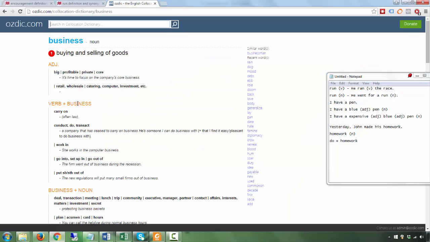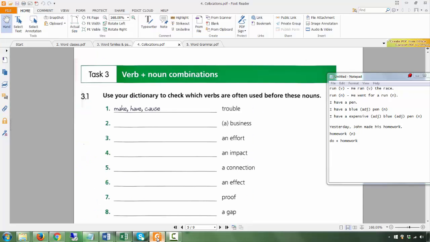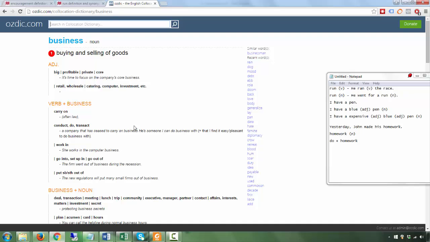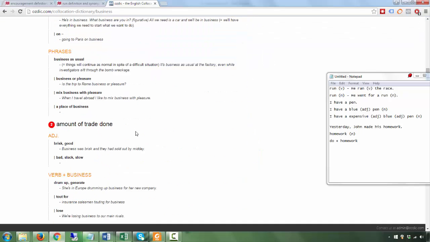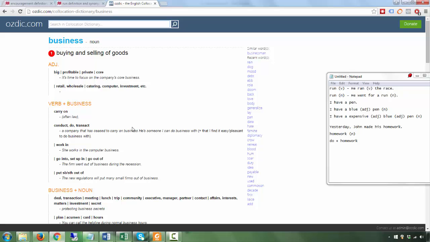If you put the noun, they'll show you verbs, they may show you adjectives and other collocations, okay? So you could use conduct business, carry on business, do business, transact business. So just put some of these words here, okay? Just put 3 of them for each. So just go, after that, go to the next, and so on and so forth. Now, just be careful, okay? That sometimes different meanings of the word will have different collocations. Okay, let me just show you this.